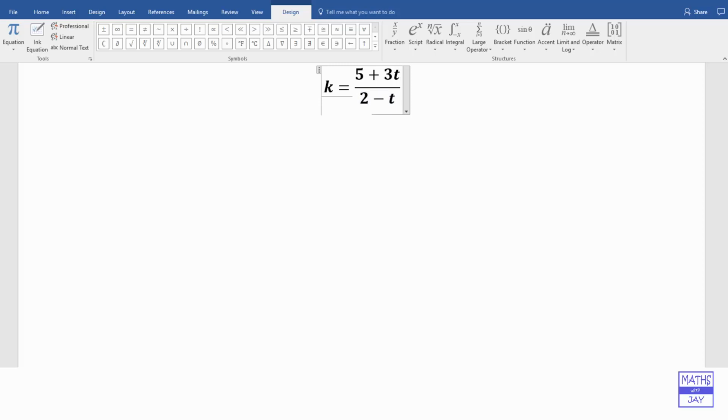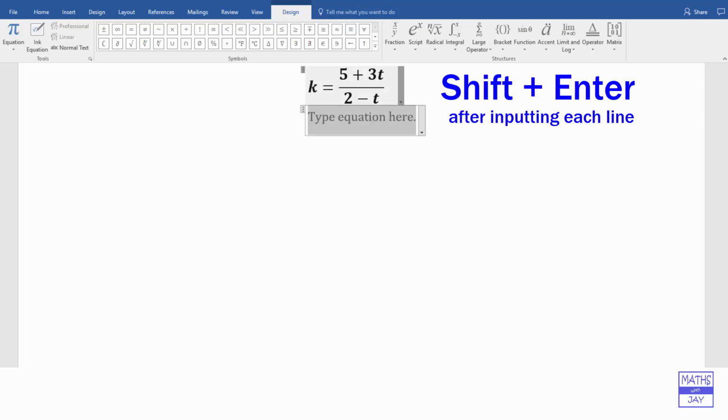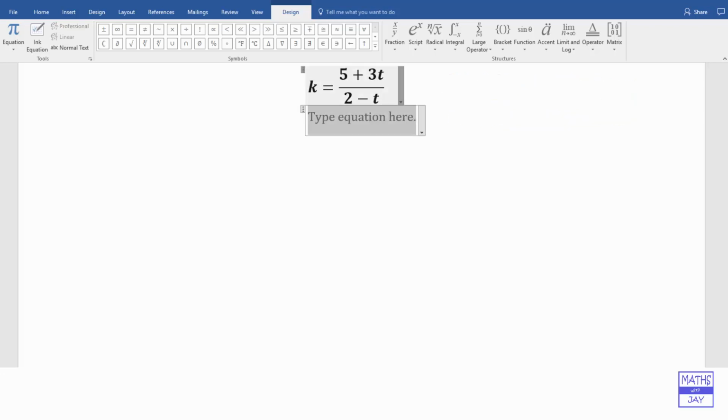And what I'm going to do now is not just enter, but I'm doing shift and enter. You'll see why we need to do this later on. So let's think about what we're doing here. We are rearranging this to make t the subject. So at the moment we've got k in terms of t. We want to make t the subject. So t is in two places.